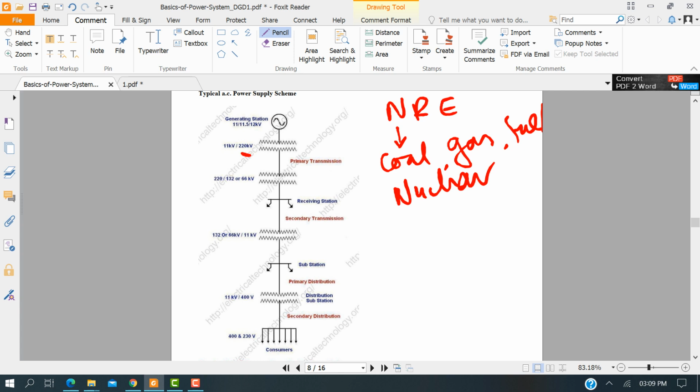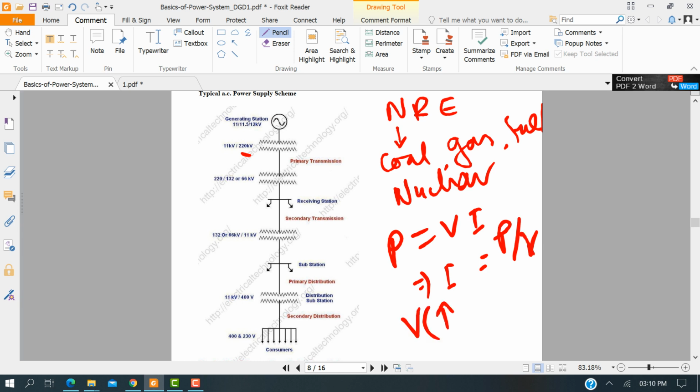There is a particular reason behind the high voltage transmission line, because there is a low voltage drop. We see that P equals VI, so I equals P by V. So if V is higher, then I is lower, and therefore the transmission loss I square R would be lower because it's a square value, so it's reduced. This is the benefit of high voltage. This is the high voltage transmission because the power loss is low.